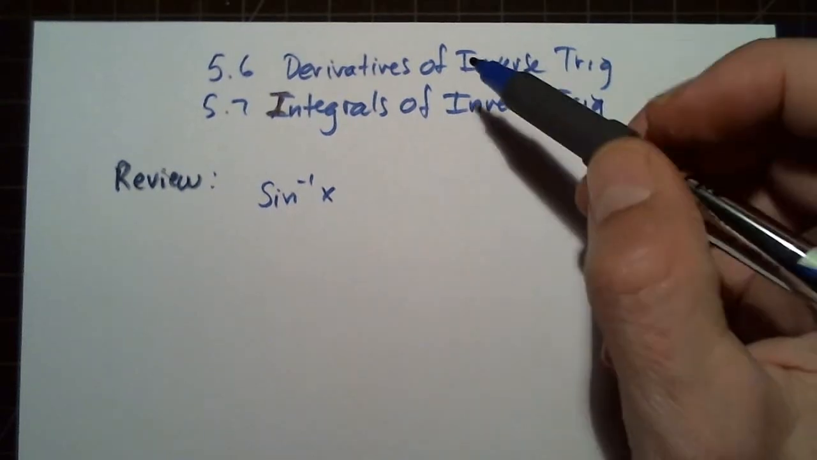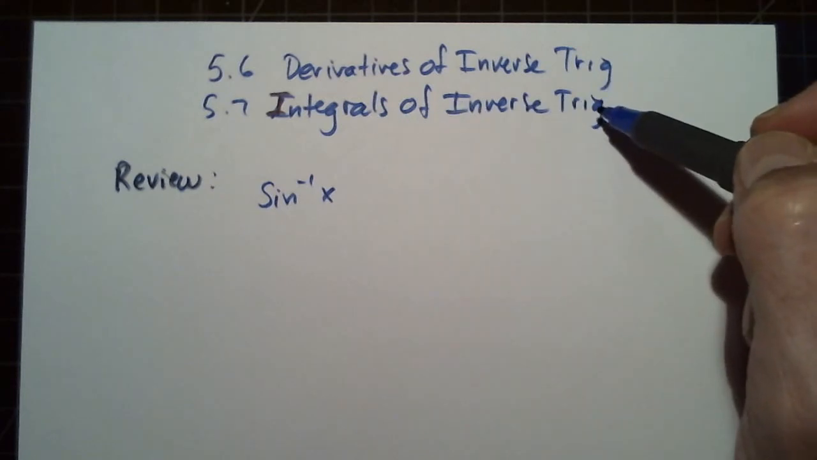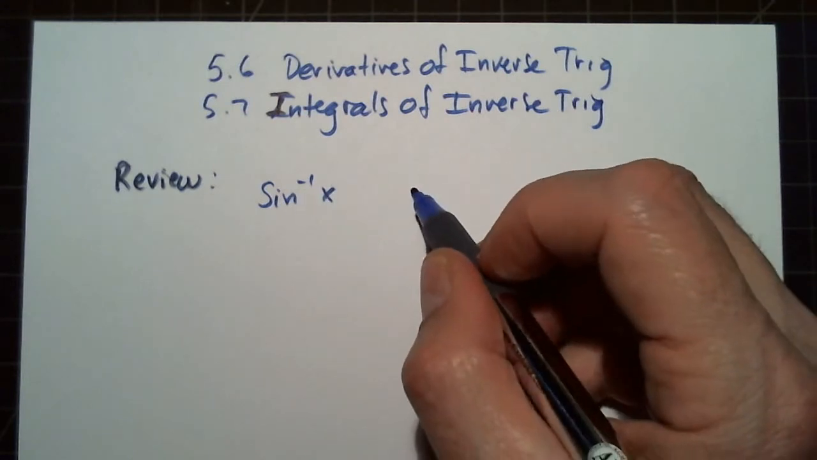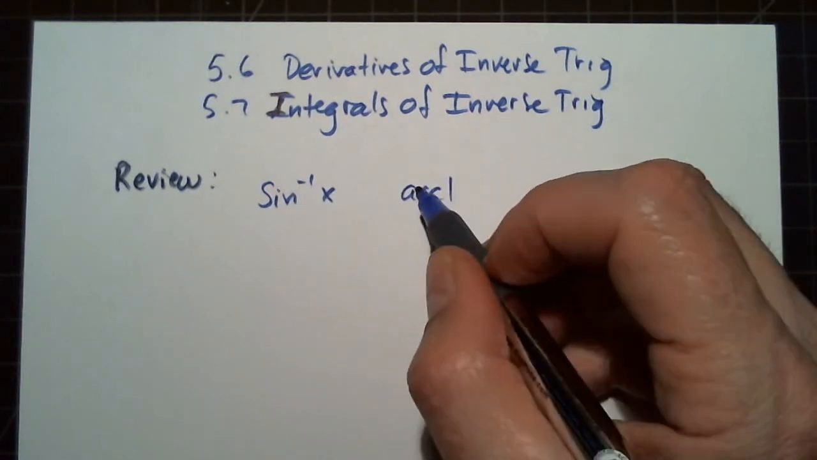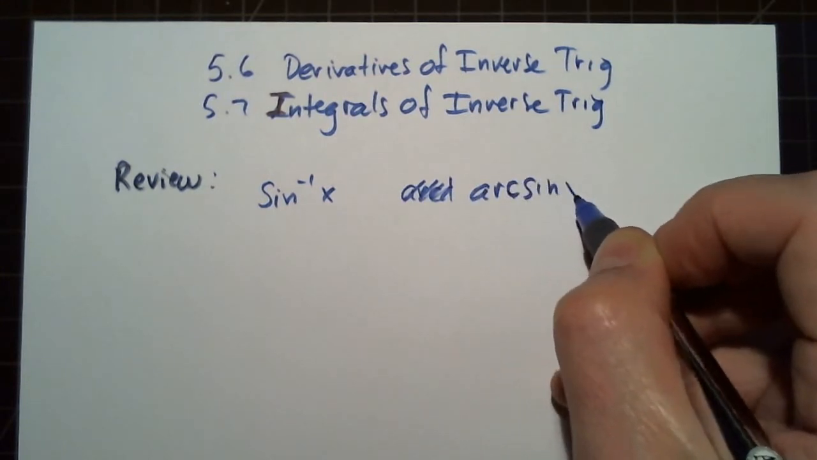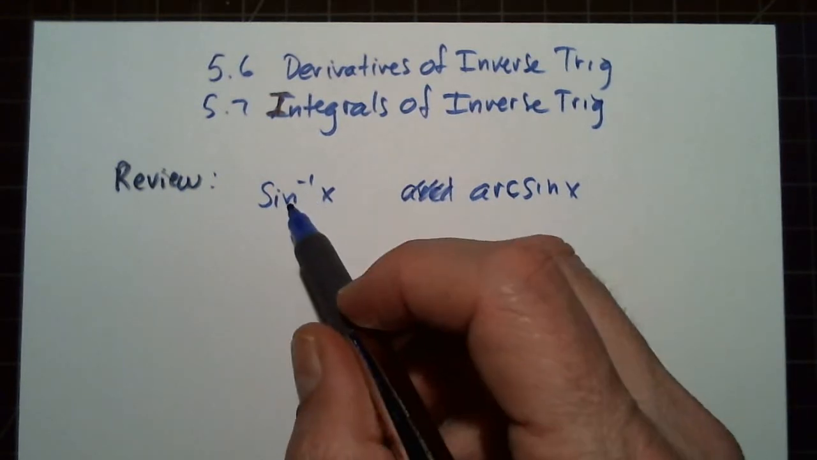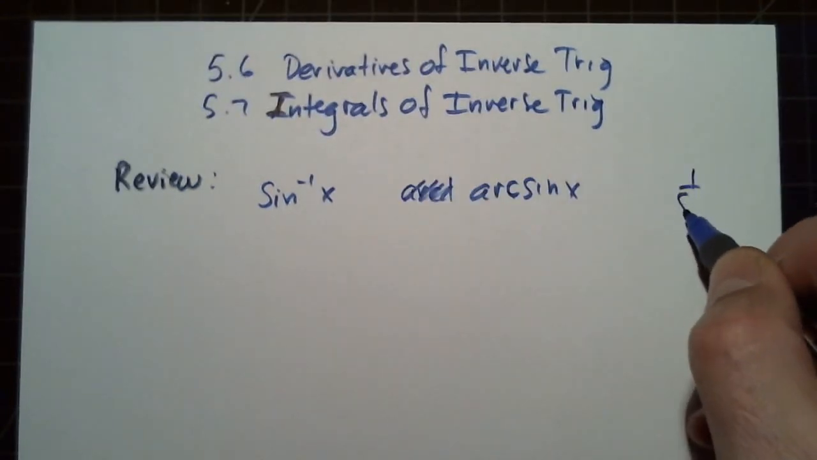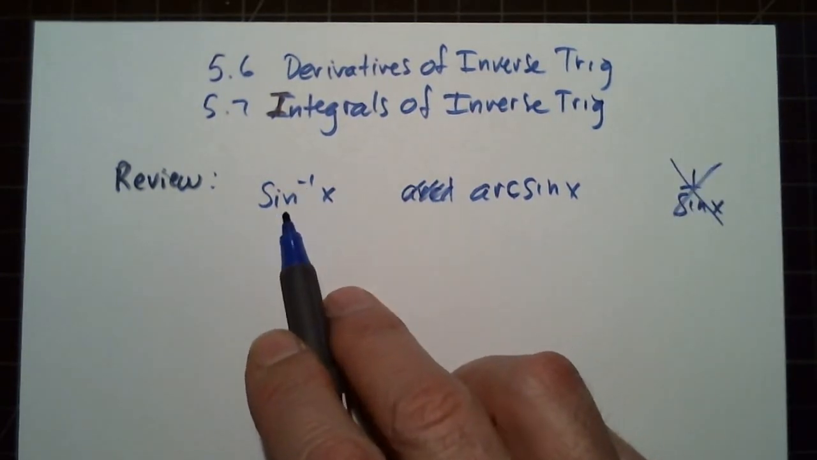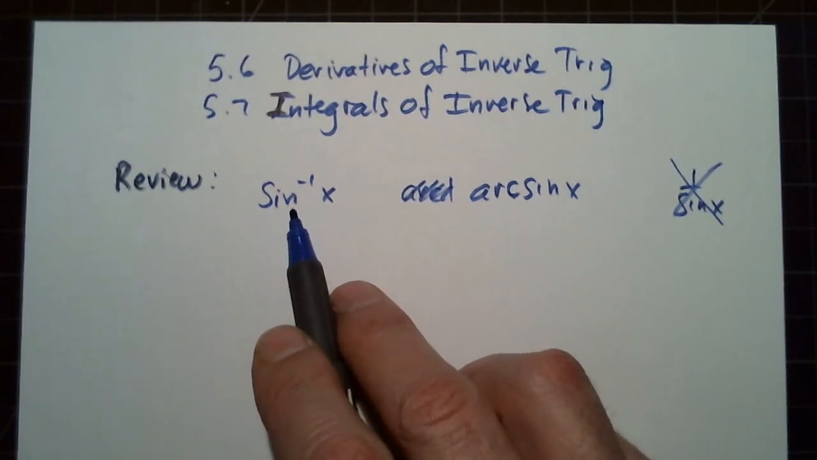All right. Derivatives of inverse trig functions, integrals of inverse trig functions. Let's review inverse trig. We can write inverse sine of x like that, or we can write arc sine. So arc sine and sine to the -1 mean the same thing, but sine to the -1 doesn't mean 1 over sine. This is not meaning the reciprocal, it means the inverse function. Let's look at how to find the derivative of this.